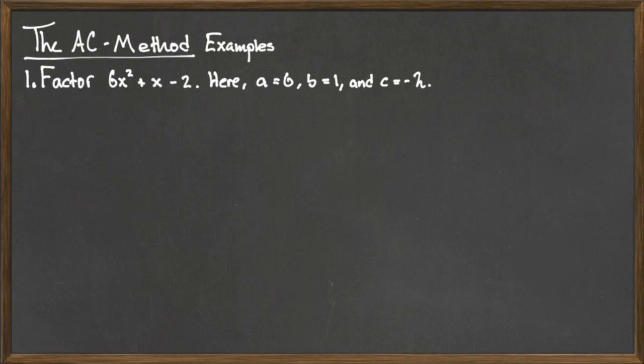So let's go ahead and fill out our cross. The north slot is going to get a times c, which in our case is minus 12, and the bottom slot is going to get the number 1 because that's our value for b. This process takes a little bit of trial and error.